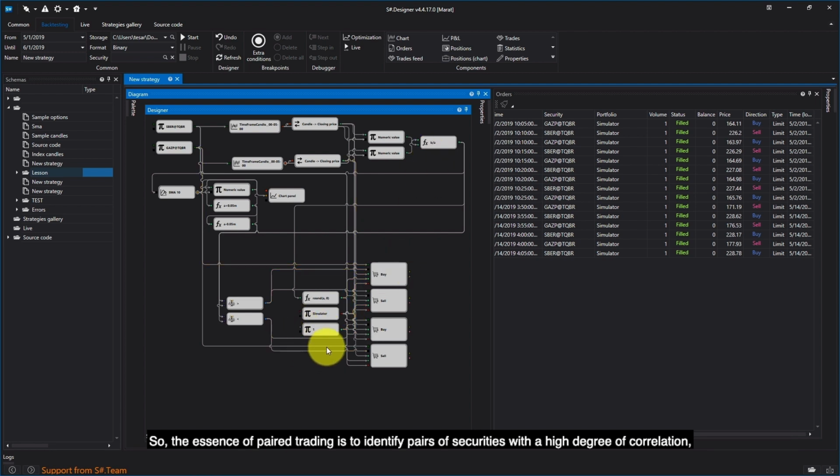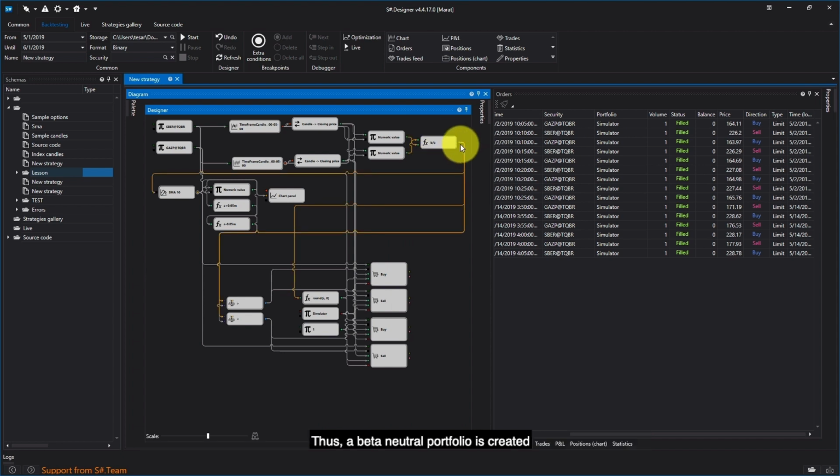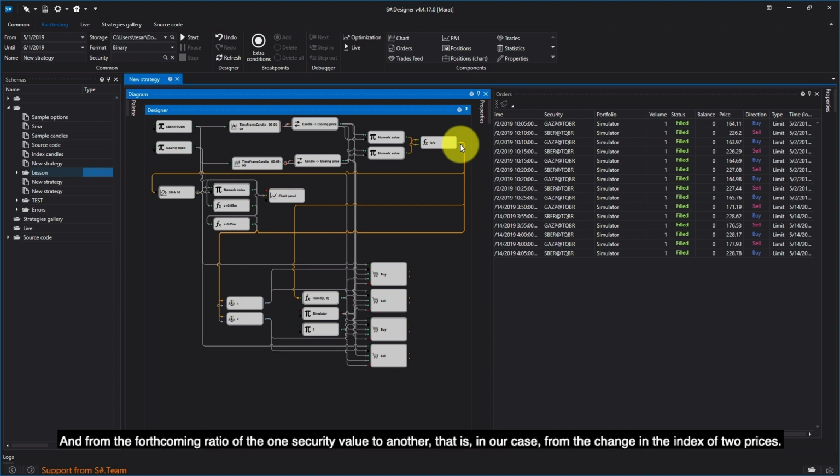So, the essence of paired trading is to identify pairs of securities with a high degree of correlation, one of which has significantly increased or decreased in price relative to the other. Then we make a short sale of the overvalued, growing security and buy an undervalued, falling security. Thus, a beta-neutral profile is created. Its profitability does not depend on the general direction of market movement and from the forthcoming ratio of the one security value to another, that is, in our case, from the change in the index of the two prices. This reduces possible losses and makes it possible to make money at the moment of price jump.